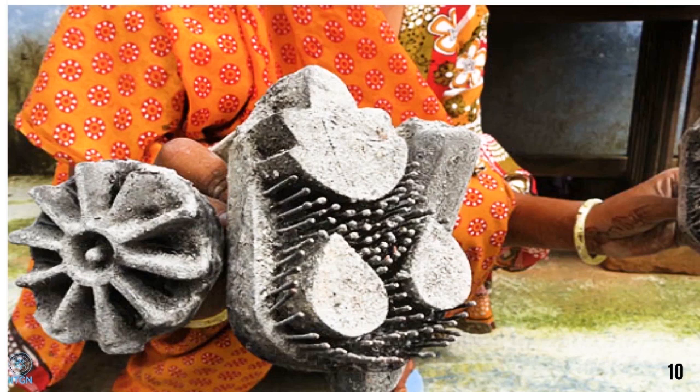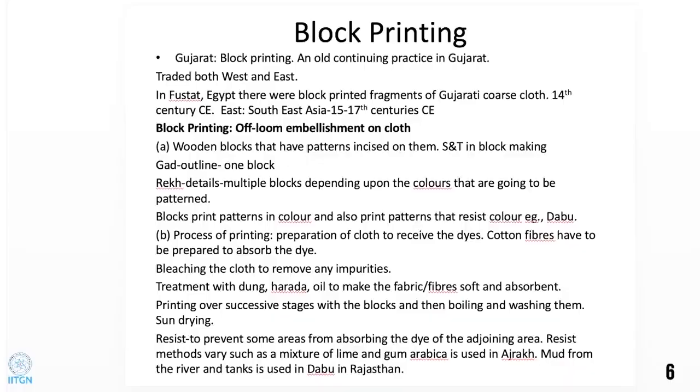So, we have the process of printing, preparation. Now we have come to the cloth. How do you prepare the cloth to receive the dye? Cotton fibers have to be prepared to absorb the dye. Bleaching the cloth is the first thing. The cloth is soaked in cold water for a long time, and then it is beaten like the washerman beats on the stone, and the impurities are removed. Then the cloth is treated with dung.